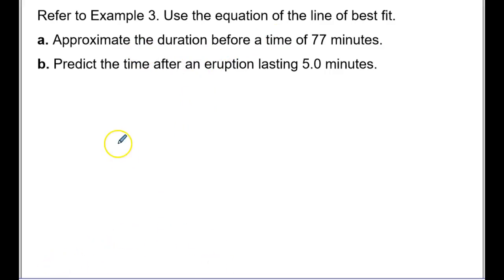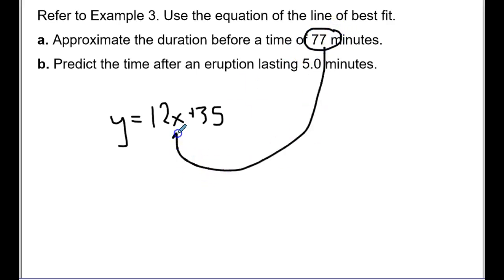So we were given the equation of y equals, we're going to just round for this example, 12x plus 35. Now I can use it with some of this data. Approximate the duration before a time of 77 minutes. So what do I do? I take this 77 minutes and plug it into where I have my y value, because it's talking about duration. So we're going to end up with 77 equals 12x plus 35.